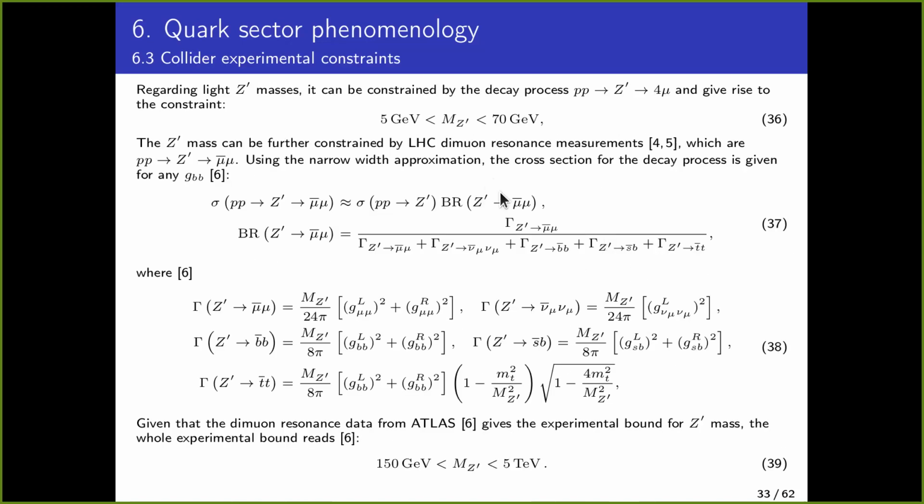So using the narrow width approximation, the cross-section for the decay process is given for b b-bar, because b b-bar is the most dominant decay channel of the Z prime. So maybe it can be analyzed using this narrow width approximation. Consider the decay channels into the muon-neutrino pair, b b-bar, s b-bar and t t-bar. So the decay width of the vector takes this form. Given that the dimuon resonance data from ATLAS gives the experimental bound on the Z prime mass, which runs from 150 GeV to 5 TeV, this will be used as one of our constraints on the Z prime mass.